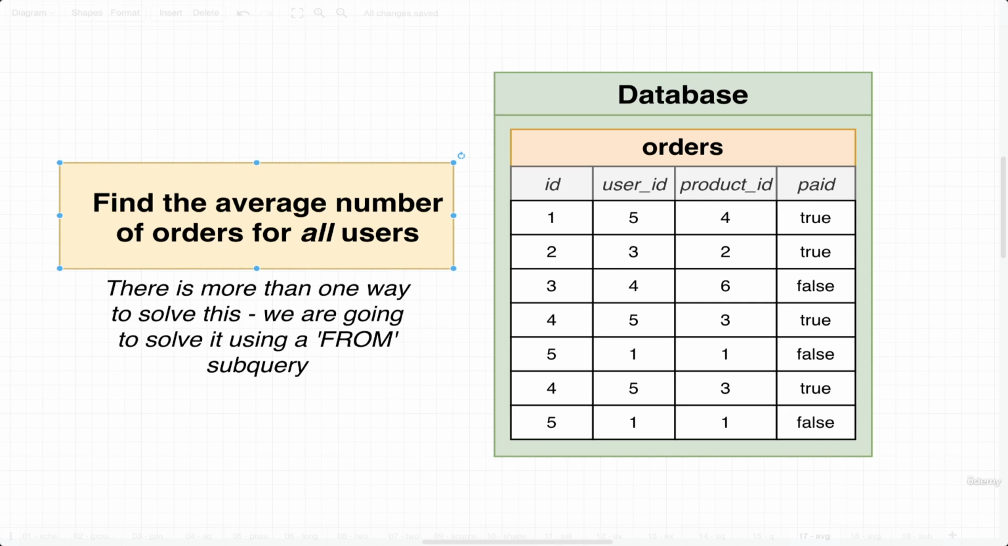Let's take a look at why we would ever use a subquery inside of a from clause anyways. So in this video, to understand why we would do that, we're going to try to solve a little question. I want to try to find the average number of orders for all users. So that essentially would be the total number of orders divided by the total number of users.